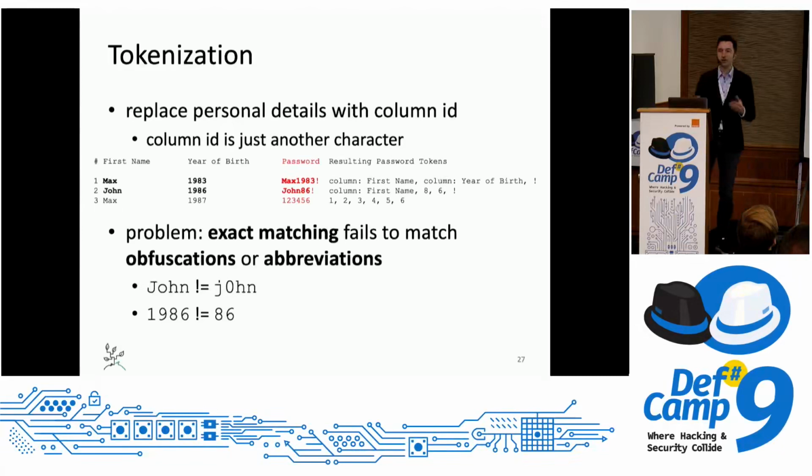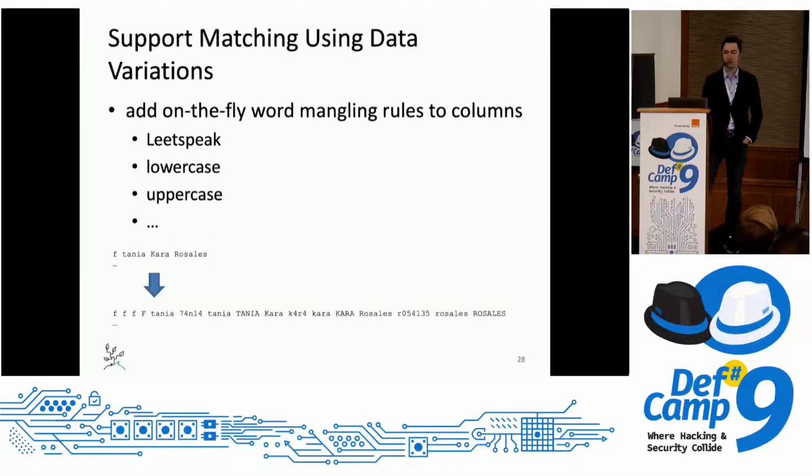And there is also obfuscation. I mean, John in the normal case is something else than John in LeetSpeak, for instance. So we have to think of these things, how do we deal with that? One possible approach is to use on-the-fly word mangling rules in the training phase. So basically you have this kind of data set here, and you multiply those columns with different obfuscations. For instance, you use Tanya in the normal case, then you use it in LeetSpeak, lowercase and uppercase, and you do that for every possible entry there.